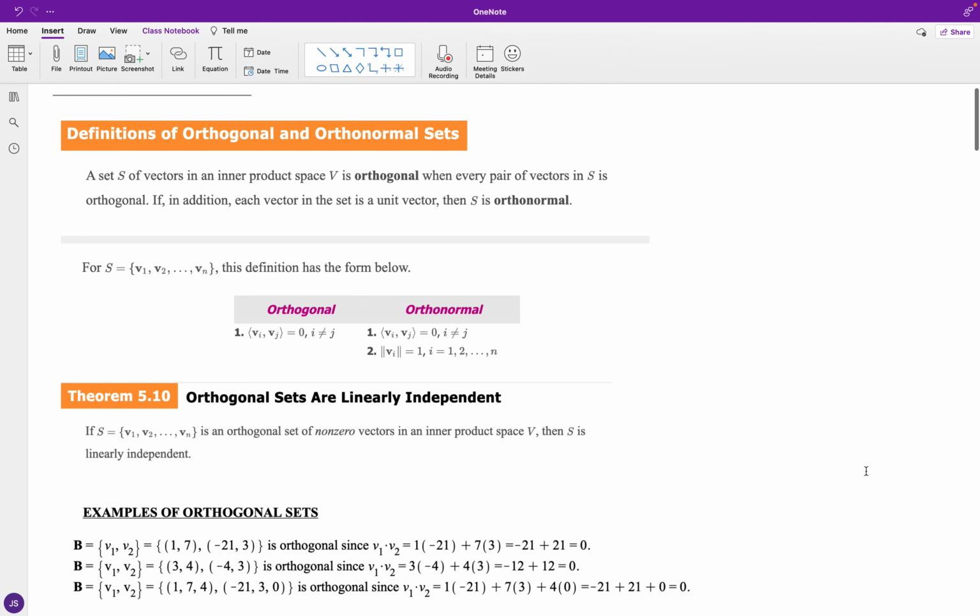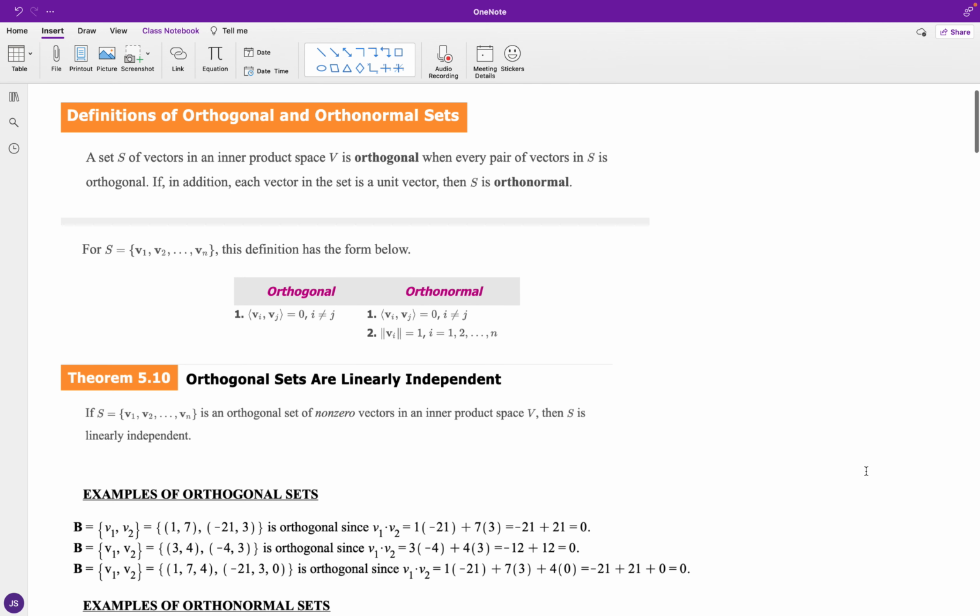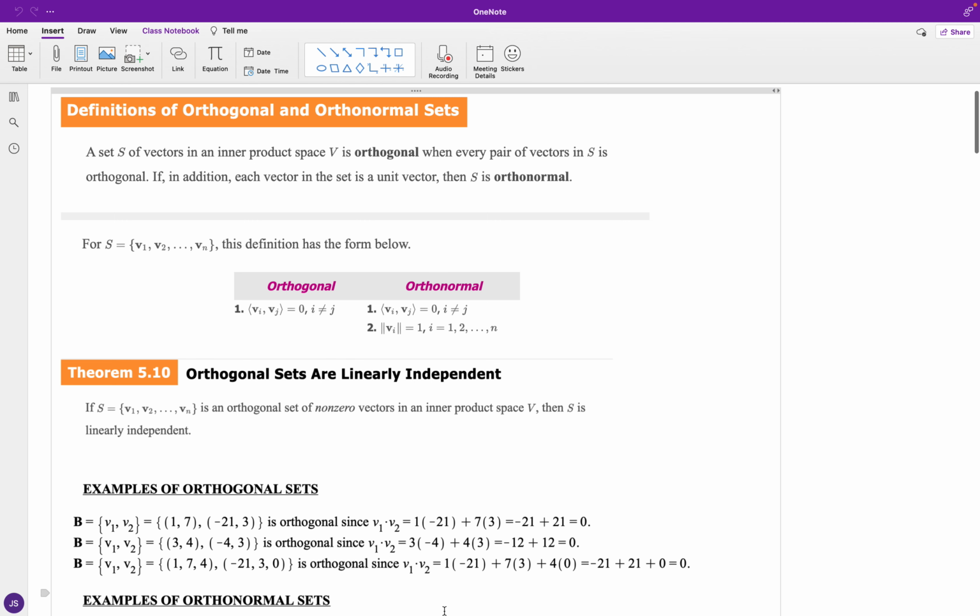And just examples of orthogonal sets. We have a set B consisting of v sub 1 and v sub 2, consisting of (1, 7) and (-21, 3). That's orthogonal since the dot product is equal to 0. And B consisting of (3, 4) as well as (-4, 3) is also an orthogonal set, since the dot product is also 0. And we also have another set: if we have, say, (1, 7, 4) and (-21, 3, 0), we have yet another orthogonal set.